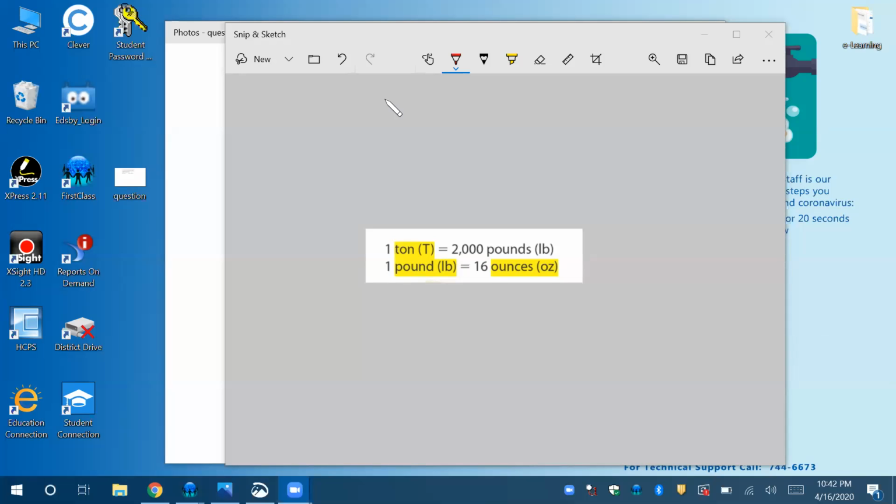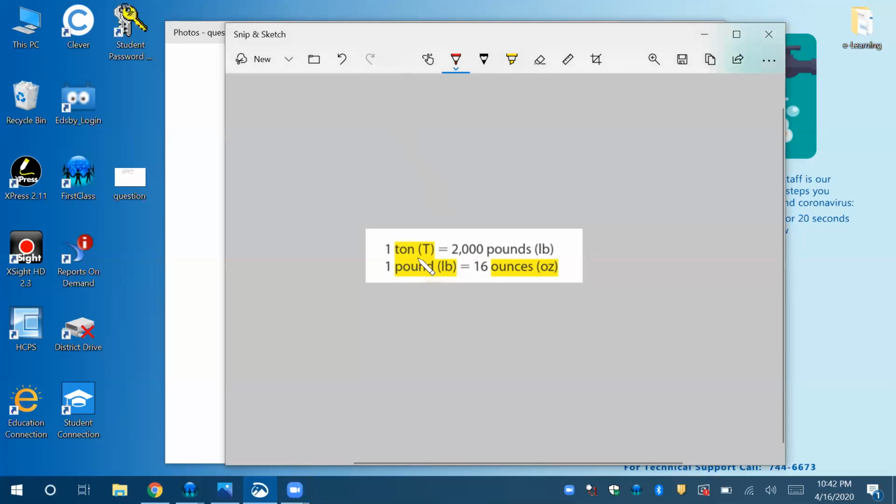I'm going to be doing a relatively quick video with you about converting units of measure when dealing with weight. I have up on my screen the snippet of the reference sheet that you'll need when converting units of measure in weight. We have just 3 units for weight in 5th grade.